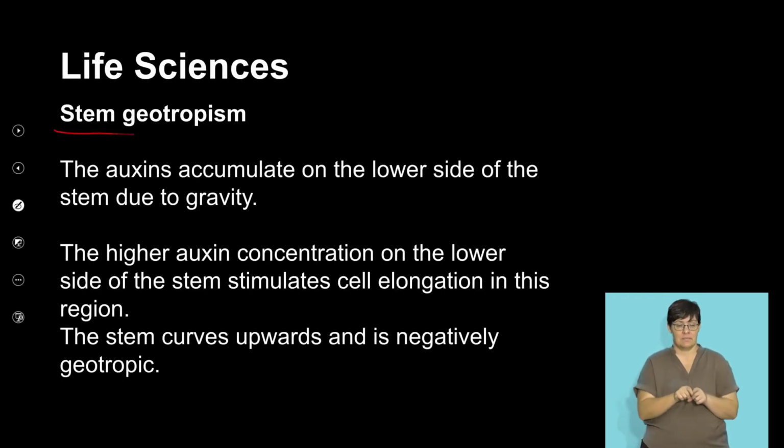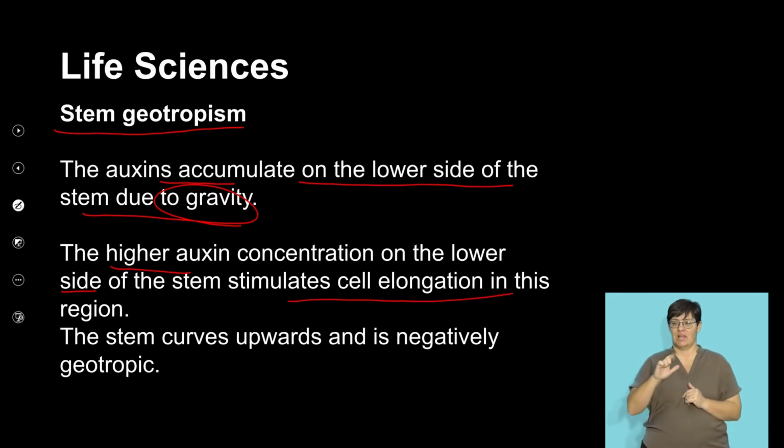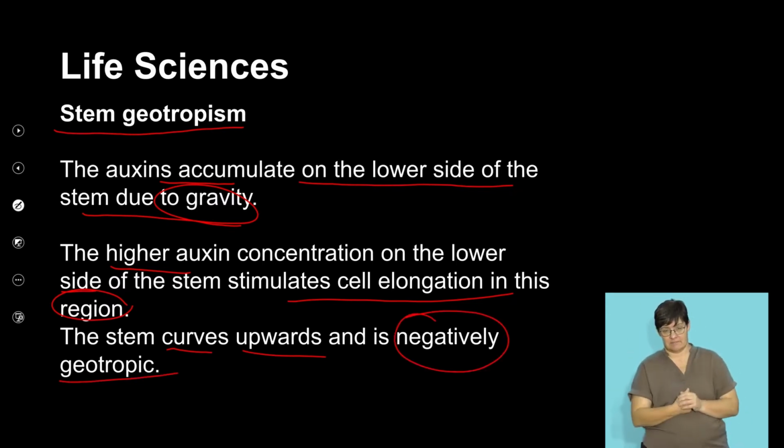We also experience stem geotropism, and this is where the auxins accumulate on the lower side of the stem due to gravity, as I showed you now, and the higher auxin concentration on the lower side stimulates the elongation in this region. The stem hence will curve upwards towards the light and against gravity.